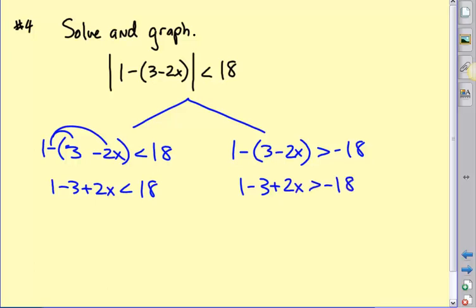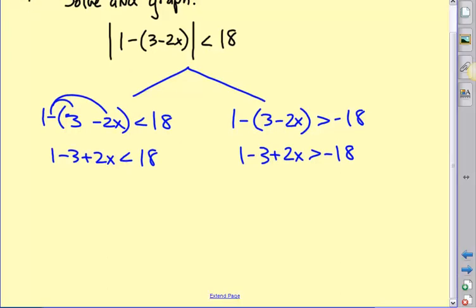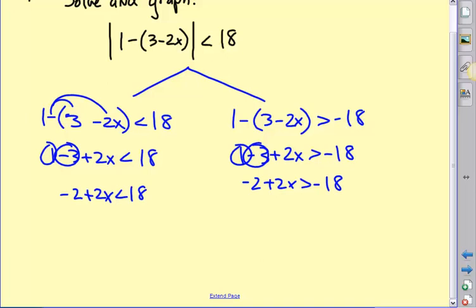Now, Lake, where do I want to go from there? You can combine 1 and negative 3, right? What's it give me? Negative 2 plus 2x is less than 18. Over here, we get the same thing: negative 2 plus 2x is greater than negative 18. Take it another step. Add 2 to both sides. That's going to give me 2x is less than 20. Add 2 over here to both sides, and 2x is greater than negative 16.